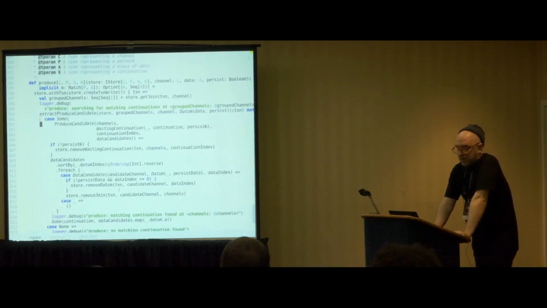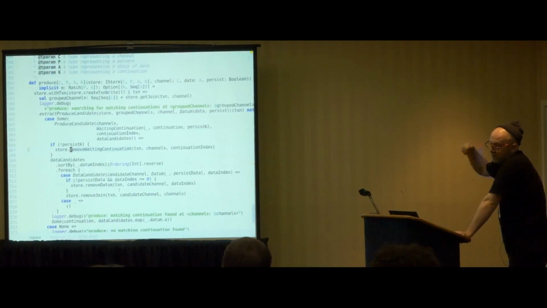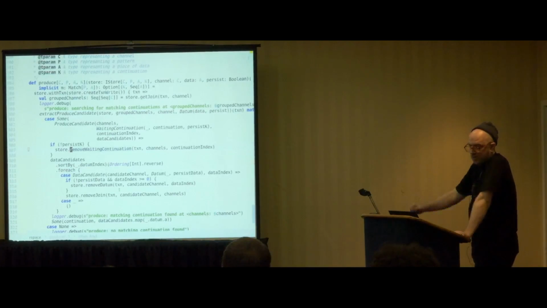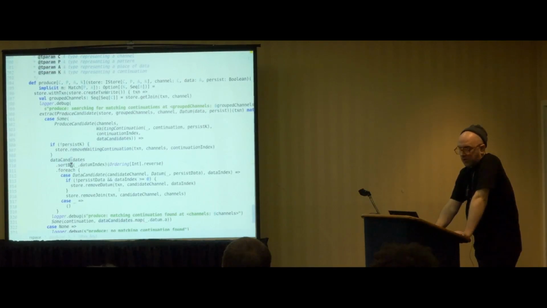And if we find a produce candidate, we get back this produce candidate, then we are going to remove the waiting continuation from the store. Produce candidate is a continuation. So we're gonna remove this waiting continuation from the store. We're gonna go through all of those data candidates and we're gonna remove them from the store as well. And then we're gonna give you both of those things back.